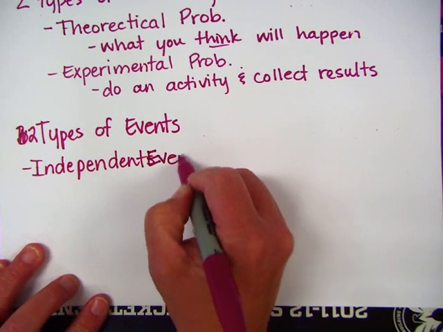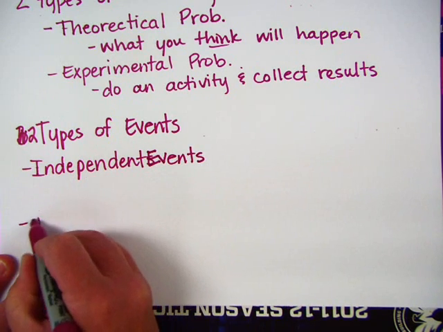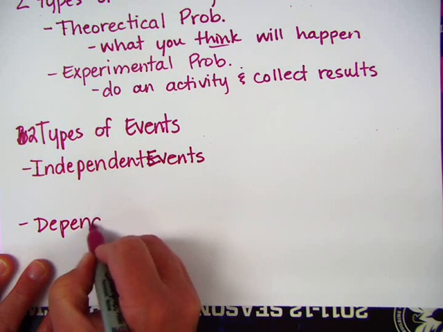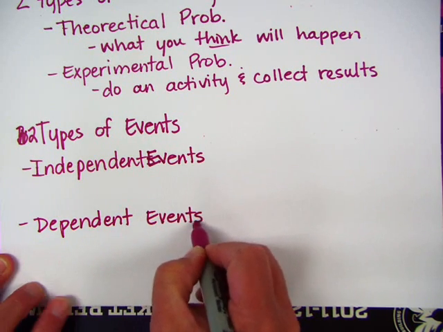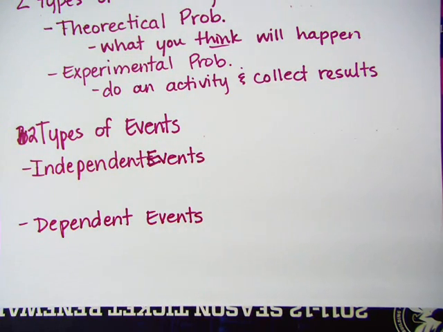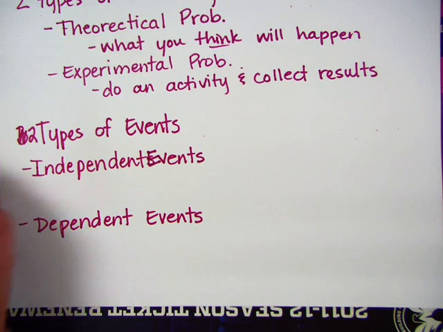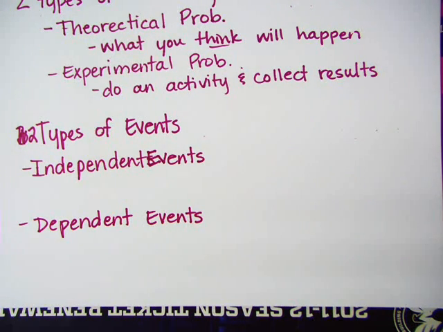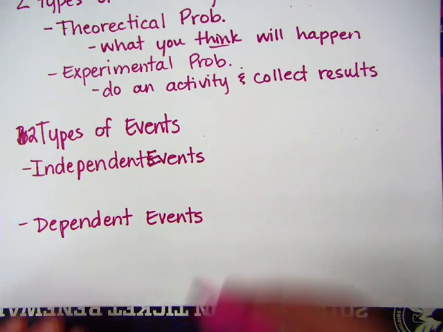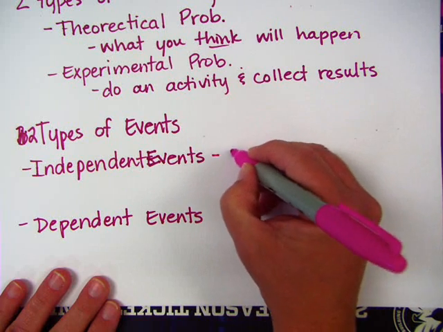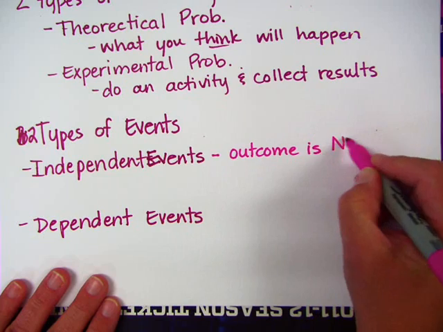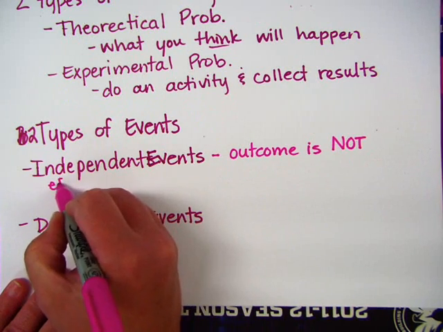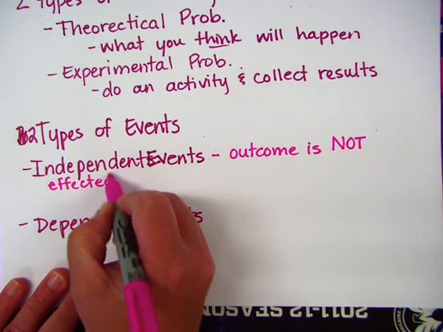I'm having a hard time writing today. And the other one is called dependent events. Independent and dependent variables. You remember those terms from science class? Well, independent and dependent events are very much like that. In an independent event, the outcome is not affected by anything else.